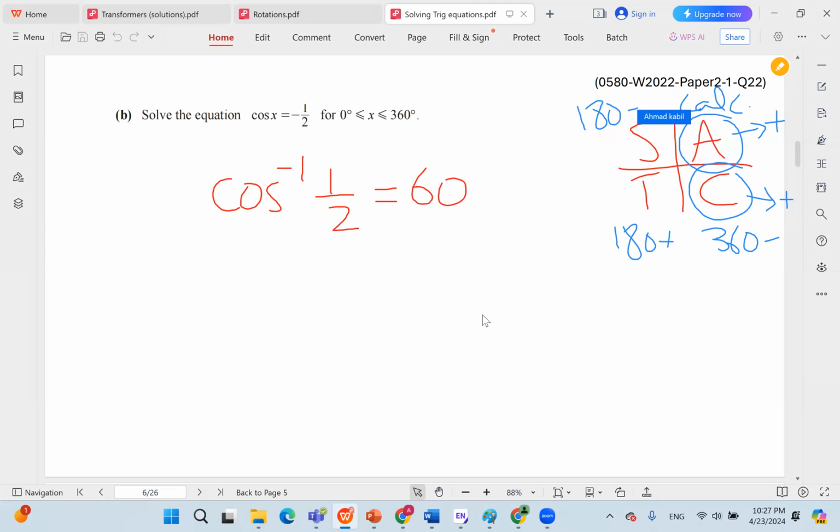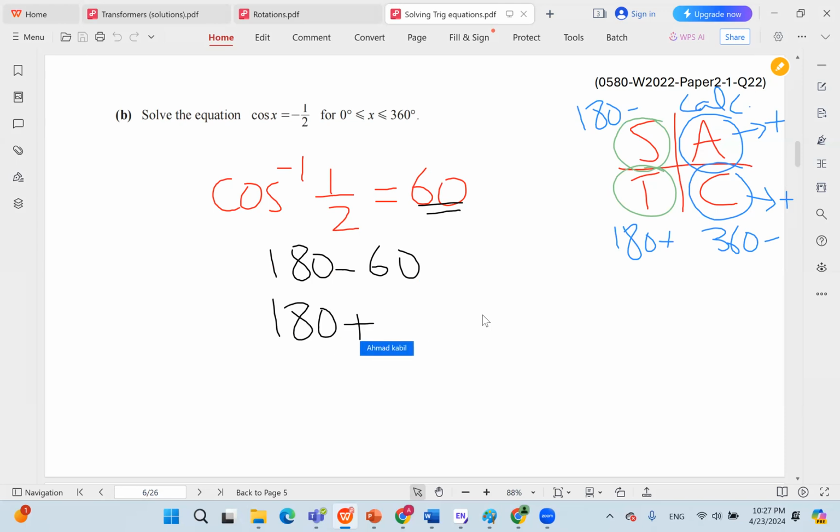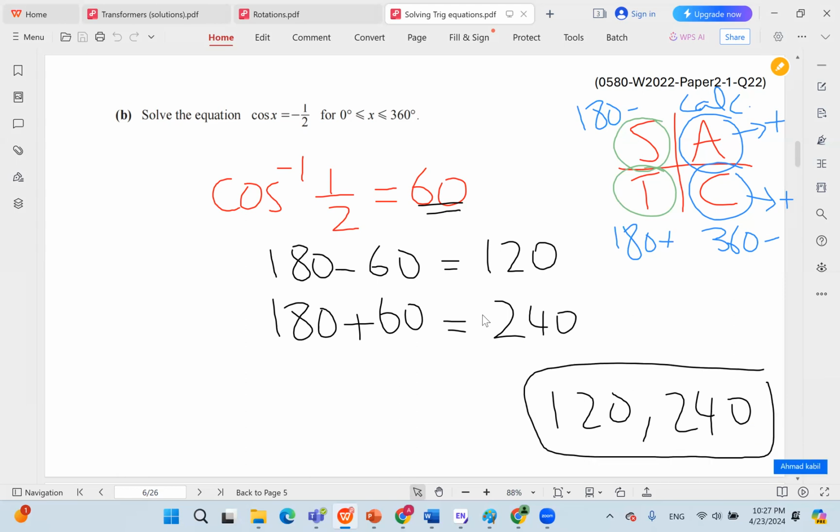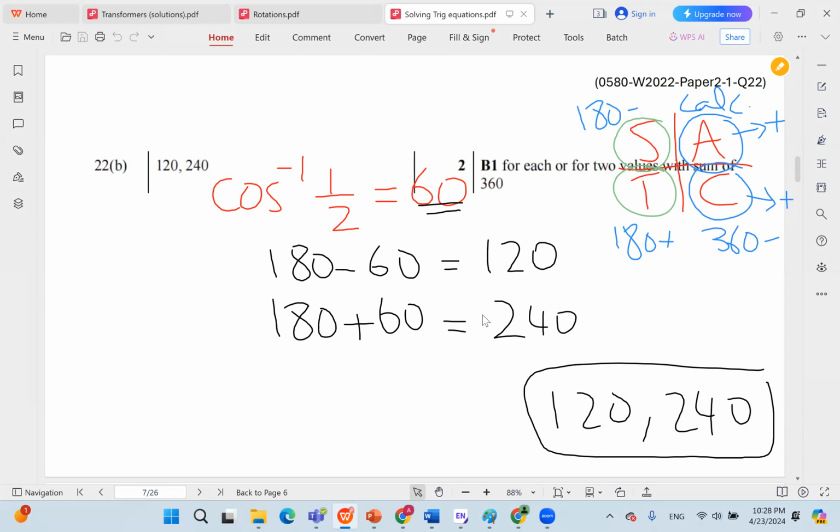Now, since cosine here is negative, I'm not going to take A and C. I'm going to take S and T instead. So S and T are basically 180 minus and 180 plus the calculator value. So 180 minus 60 and 180 plus 60. So we have 120 and 240. Our final answers are going to be 120 and 240. We ignore the actual value from the calculator because here it's negative, so we're not taking quadrant A, we're taking S and T. So 120 and 240 are the correct answers here.